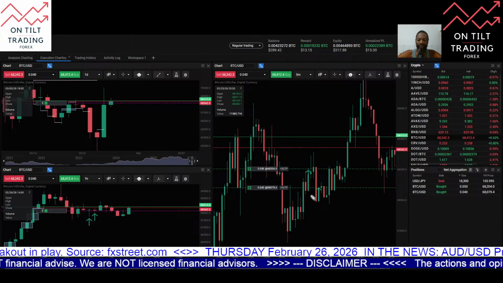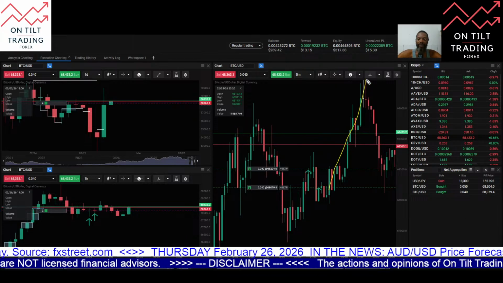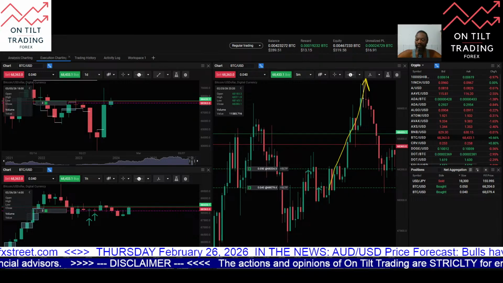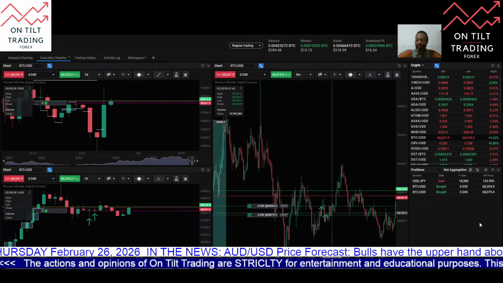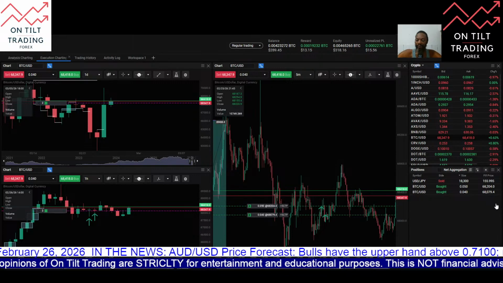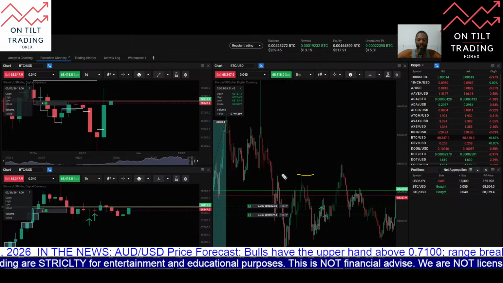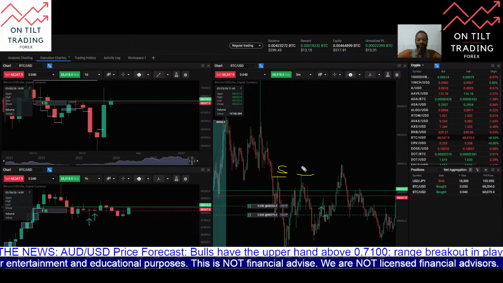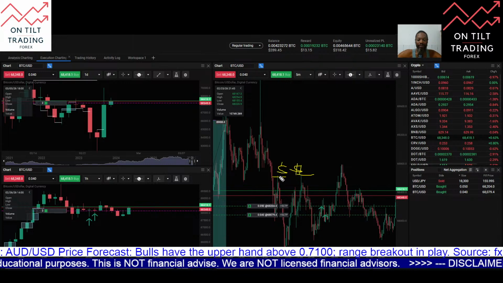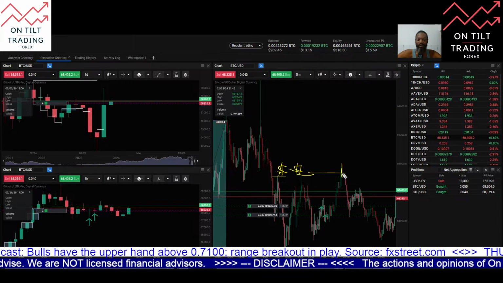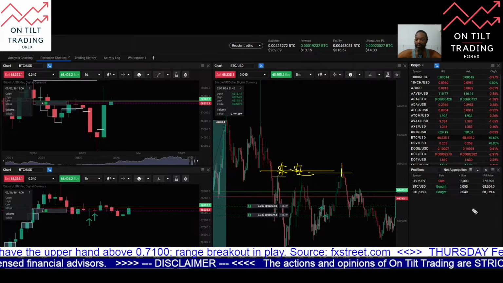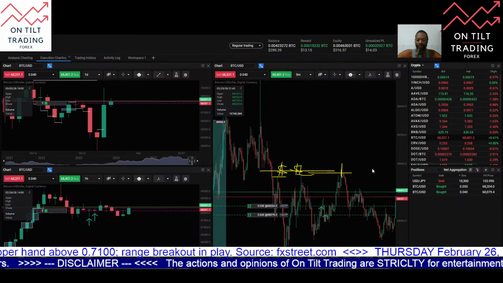And then after these entries and the pullback, you get this buy side delivery, and this buy side delivery sweeps out some relatively equal highs. This high here and this high here. So this buy side liquidity was swept out when these candles traded up into this area and swept that buy side liquidity out of the market.